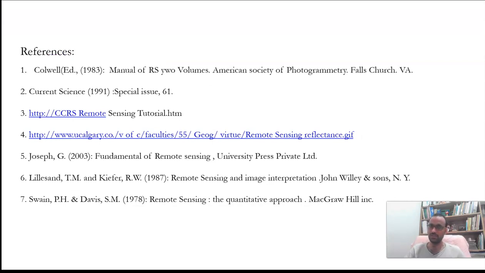And references, these are the main reading you can find in the libraries. You can go to the university, you can ask people and subscribe to these kinds of books. You can buy these books also. These are very important reading to understand remote sensing.